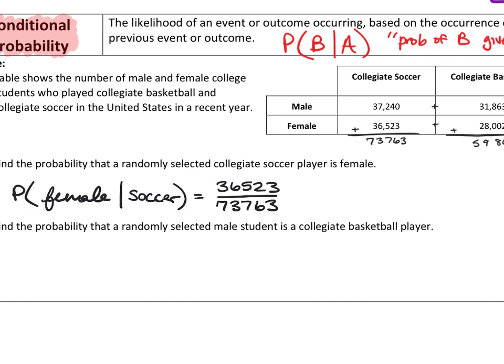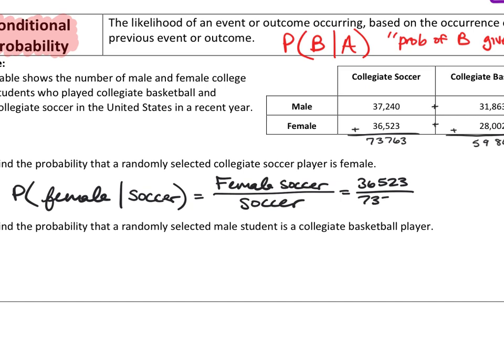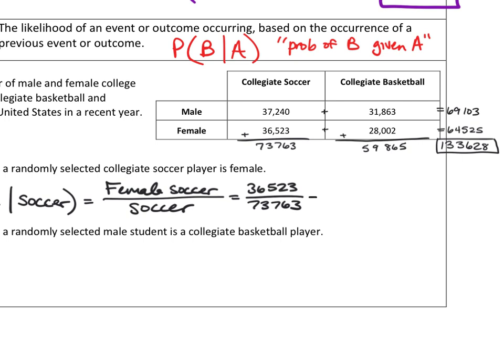In our calculators, we do 36,523 divided by 73,763. And you know what? I'm going to add a little bit of information here since these are our notes, so you know where these numbers come from. This is our female soccer number over our total soccer number, if you want to write that down for yourself. Okay, if we do this math, that's a calculator question, you'd get 0.495, which means that 49.5% of collegiate soccer players are female.